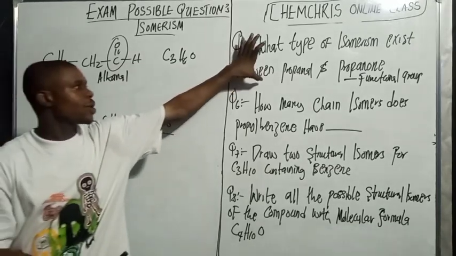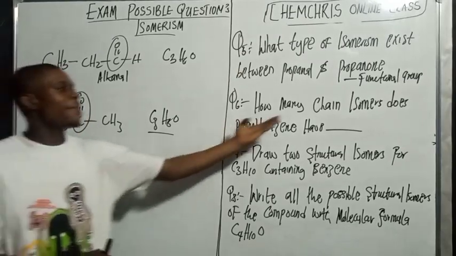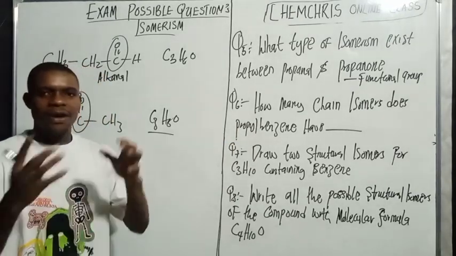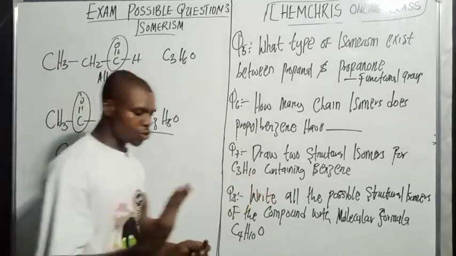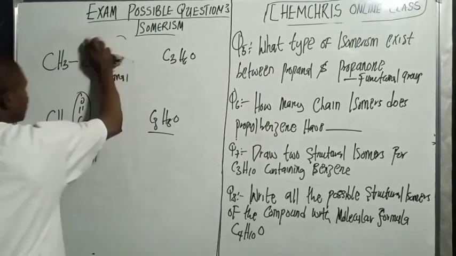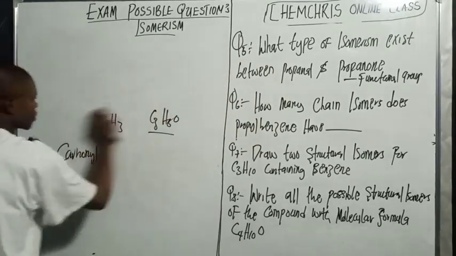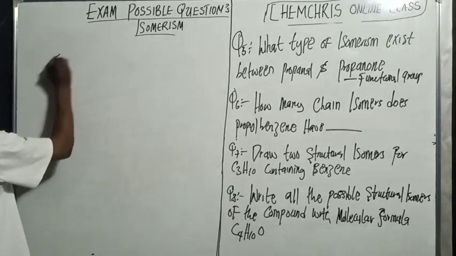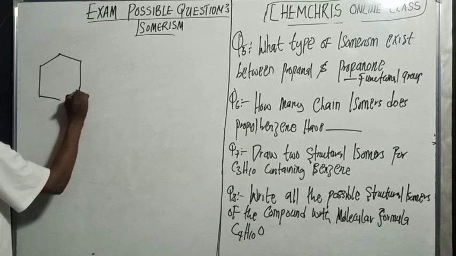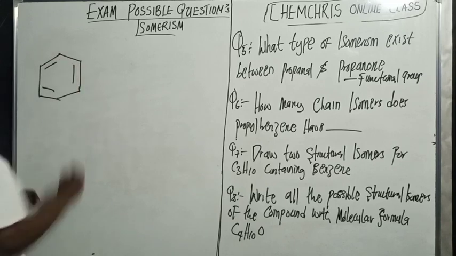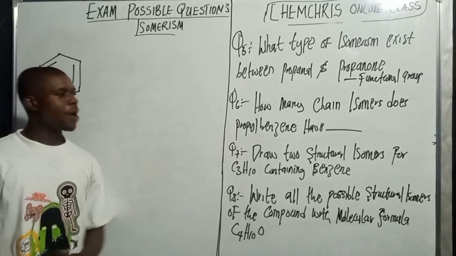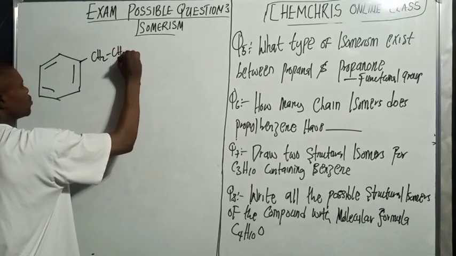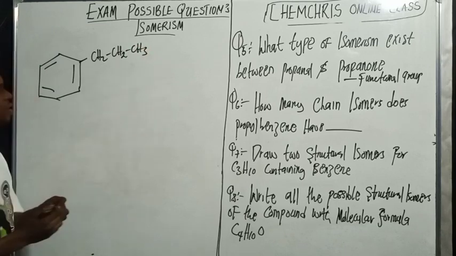So we are done with the first one. Let's go to the second one. How many chain isomers does propyl benzene have? Let's look at it very well. Chain isomers. Now, propyl benzene. This is a benzene ring. This is called a benzene ring. Now, propyl is CH2, CH2, CH3.